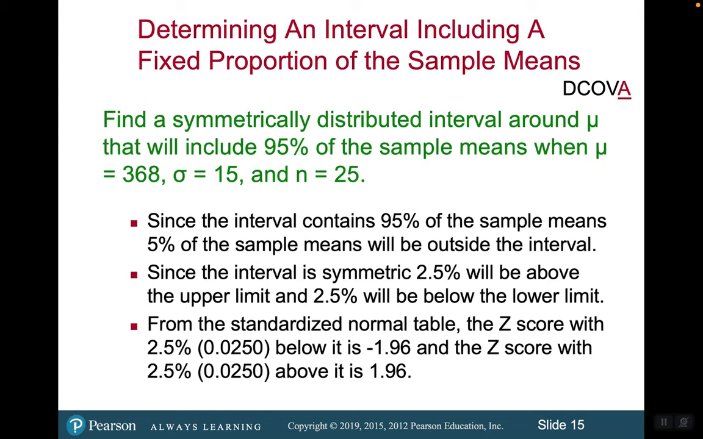All right, so let's take a look at an example of this. We have a symmetrically distributed interval around the mean that will include 95% of the sample means, where the mean is 368, the standard deviation is 15, and n, the sample size, is 25. Since the interval covers 95% of sample means, that means 5% is outside. And since it's a normal distribution, the distribution is symmetric, so it's 2.5% on each side.